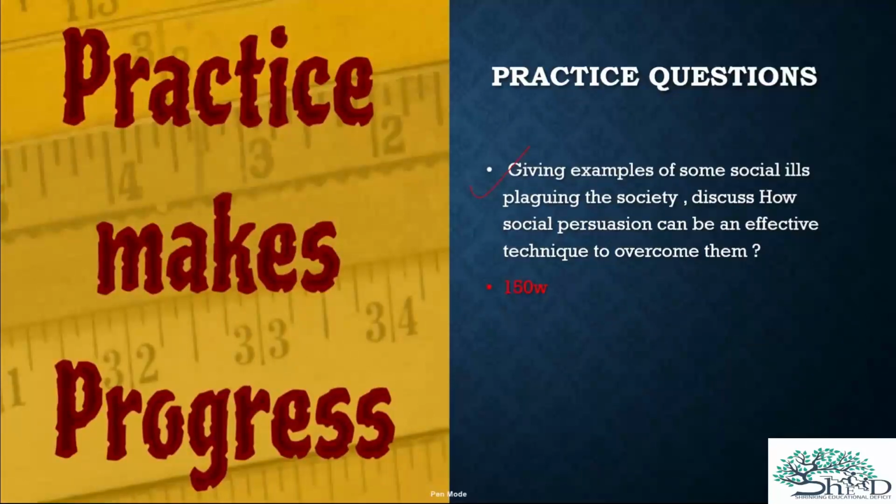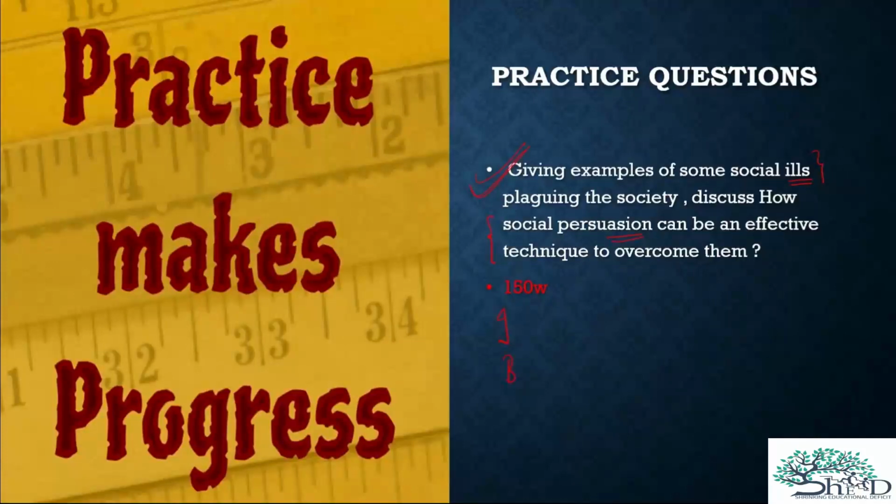So basically we need to give examples. First of all, don't get confused by the word ills. Basically it's evil only, and the most important part is you need to understand that it is asking you to explain how social persuasion can be an effective technique. Even if you don't know some ills, that would be fine, but you need to relate the steps in social persuasion to social evils and how they can be removed. So first of all we need to identify some.